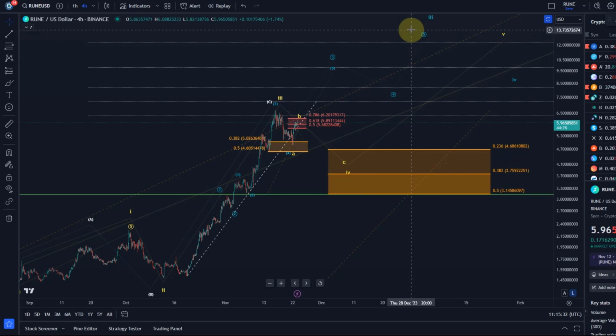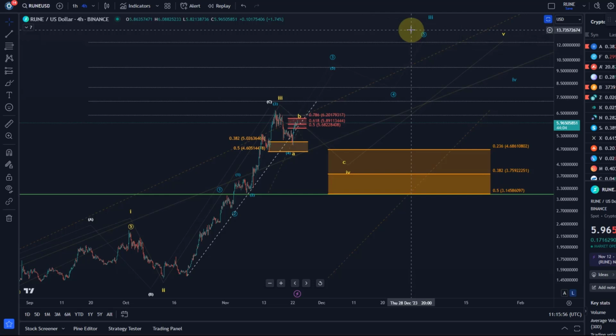However, at the moment, it is not possible to say whether it is the blue count or the yellow count which is playing out. I'm leaning slightly towards the blue count, but really only because the uptrend hasn't been invalidated. There is no strong signal that we are in yellow wave C of 4. There is no strong signal for that.